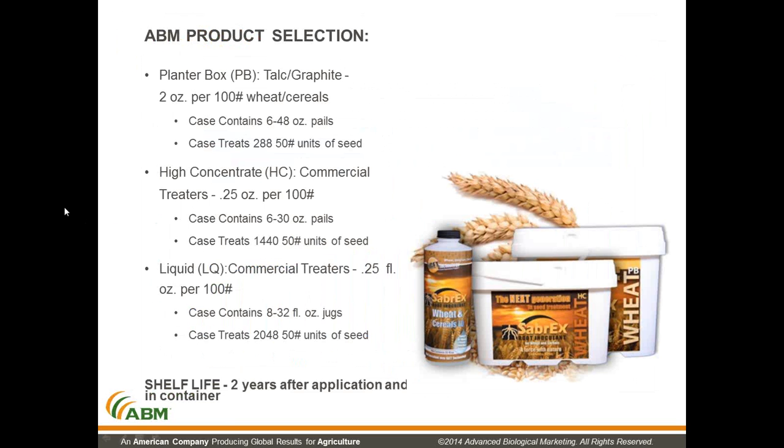And it comes in different formulations again. So what most of you out there would be getting for your customers would be the planter box treatment. It's a talc graphite formulation. All of our formulations in talc graphite are 80% talc, 20% graphite. And the application rate here is 2 ounces per 100 pounds of wheat or cereals. And so a case contains 6 48-ounce pails, and a case then will treat 288 50-pound units of seed.